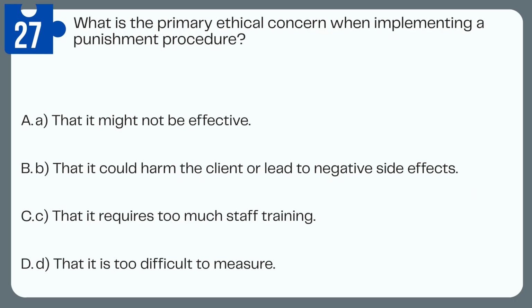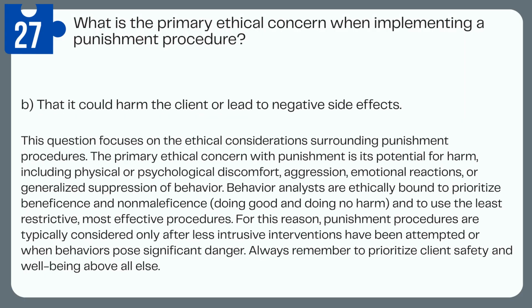Question 27. What is the primary ethical concern when implementing a punishment procedure? A. That it might not be effective. B. That it could harm the client or lead to negative side effects. C. That it requires too much staff training. D. That it is too difficult to measure. Answer: B. That it could harm the client or lead to negative side effects.